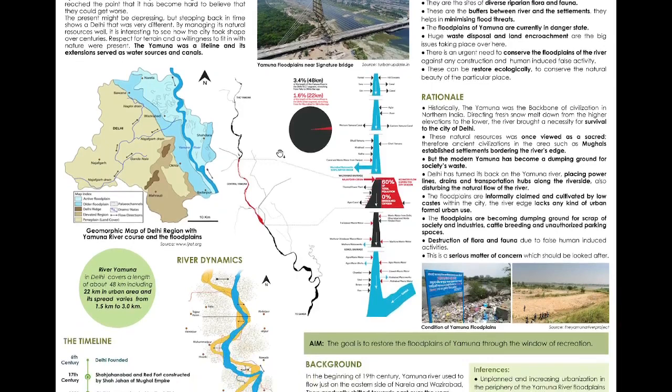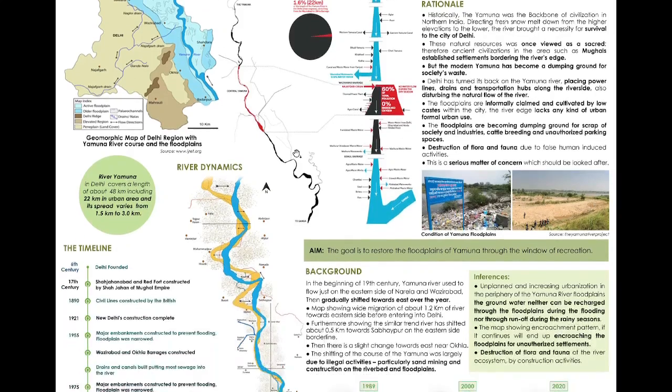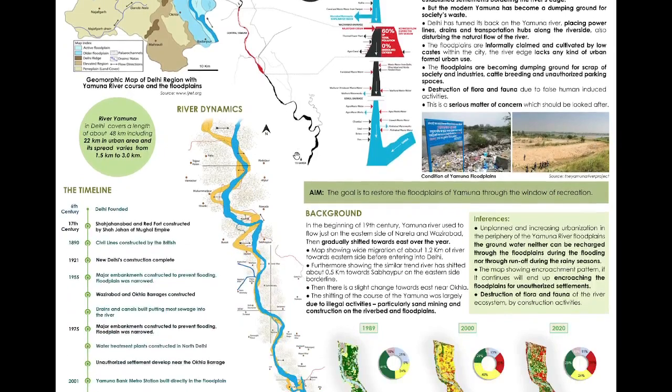Initially, Yamuna was considered the most sacred place in Delhi, and the Mughals established their settlements according to the river edge. But in modern times, the Yamuna became the dumping yard for the society's waste. A 22-kilometer stretch of the Yamuna River falls in the urban area of Delhi, and it is the most polluted segment of the river throughout. So my aim is to restore the floodplains of Yamuna through the window of recreation.